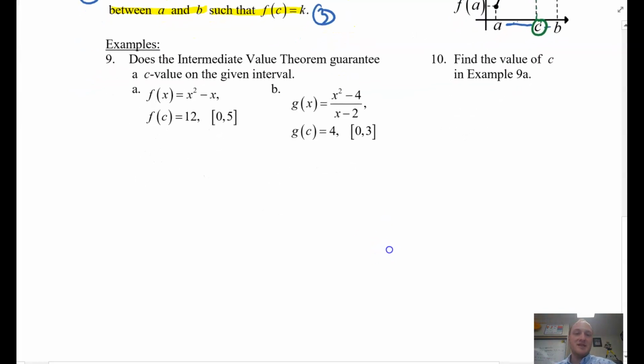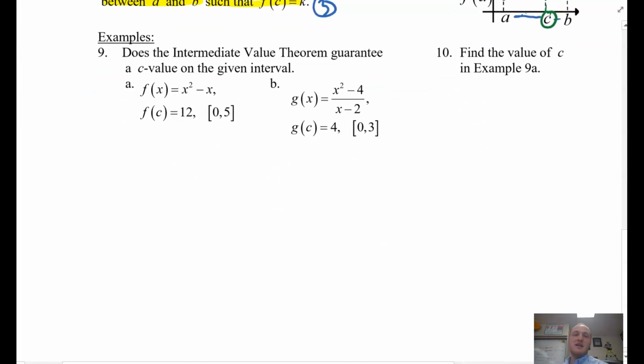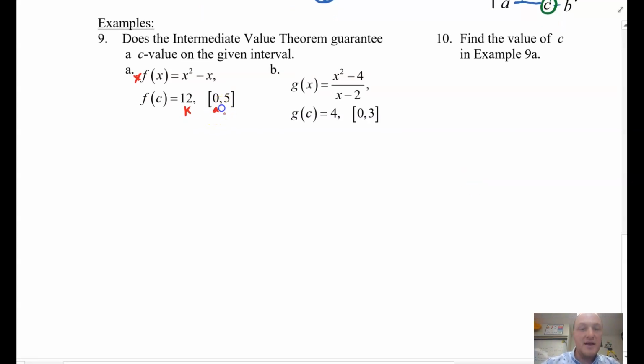Number 9 says, does the IVT guarantee a c value on the given interval? We're given a function f of x, which is x squared minus x, and we're given a value of 12. In this case, 12 is going to play our k value, our output, which should be between the outputs of f of a and f of b. So the first thing we want to do is determine, is f of x continuous on this interval?